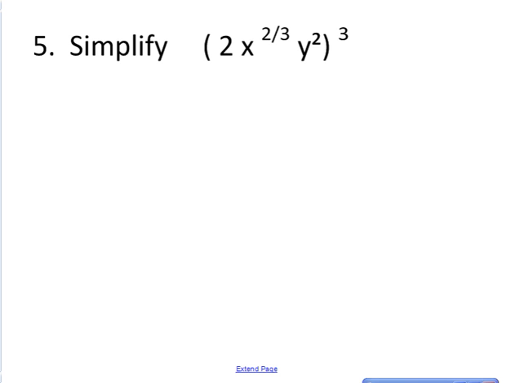And I am going to stop here. Let me know if you have any questions in class. And this is section 10.4.